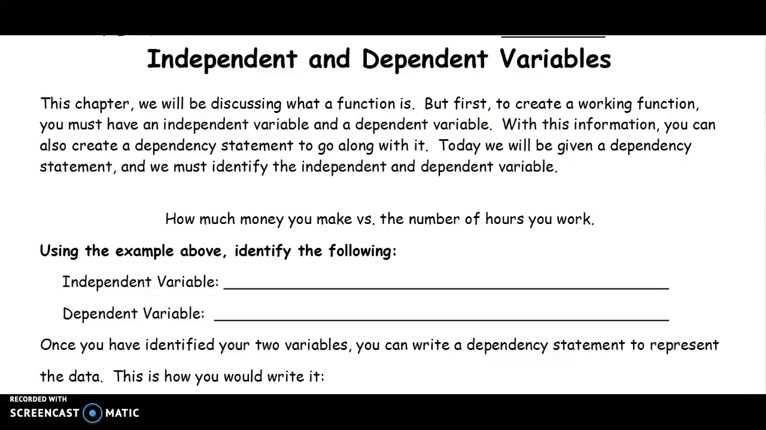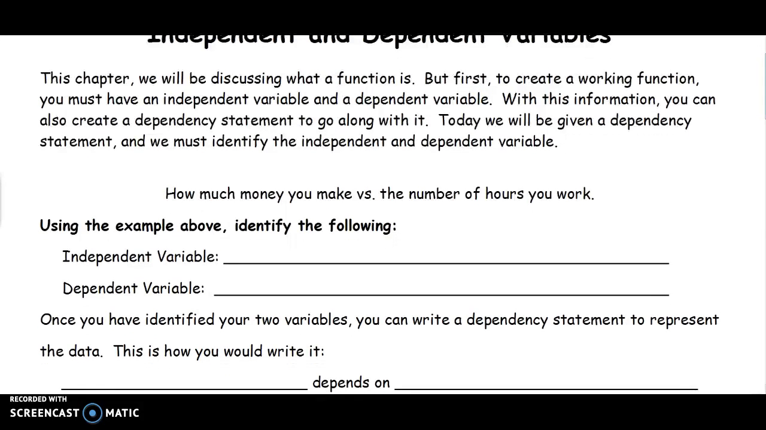So it says this chapter we will be discussing what a function is, but first to create a working function, you must have an independent variable and a dependent variable. With this information, you can also create a dependency statement to go along with it. Today we're going to be given a dependency statement and we must identify the independent and dependent variable. So here I give you two different variables. How much money you make versus the number of hours you work.